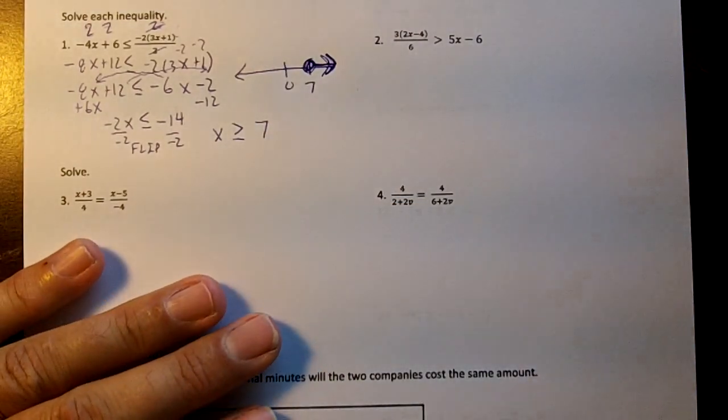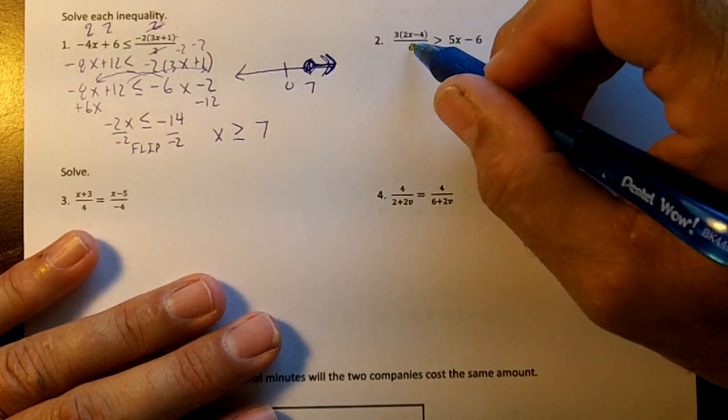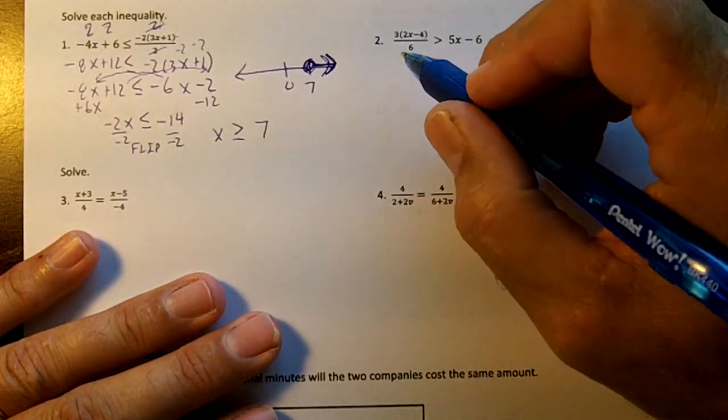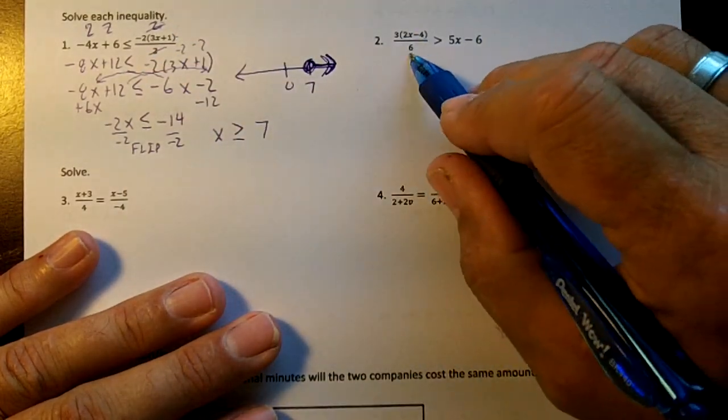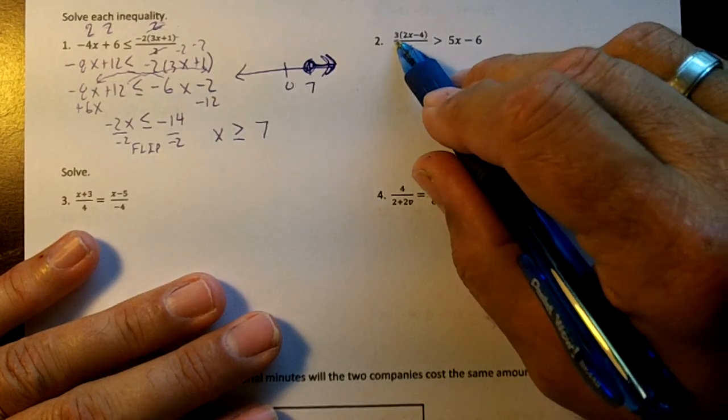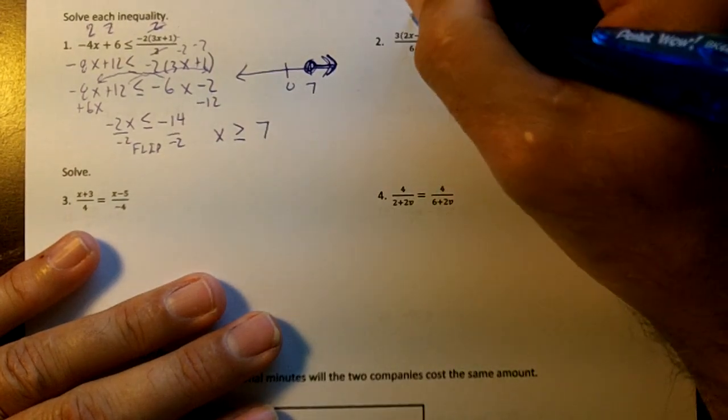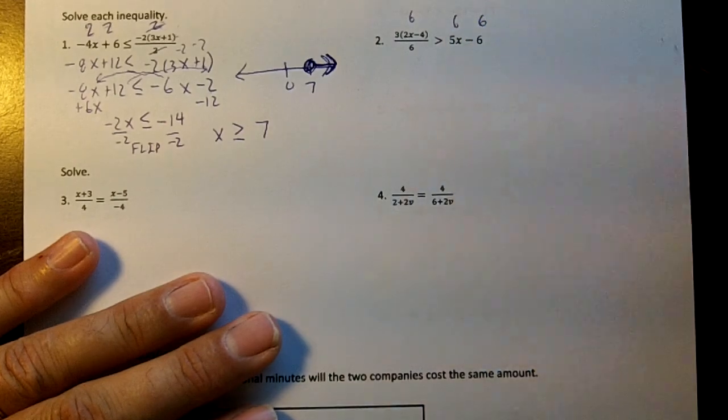Okay, let's do the next problem. So basically the same thing. We have a fraction with 2 terms, so we're going to distribute our 6. So we have a 6's in our denominator. We have 1, 2, 3 terms. So we're going to put a 6 on top of each term.